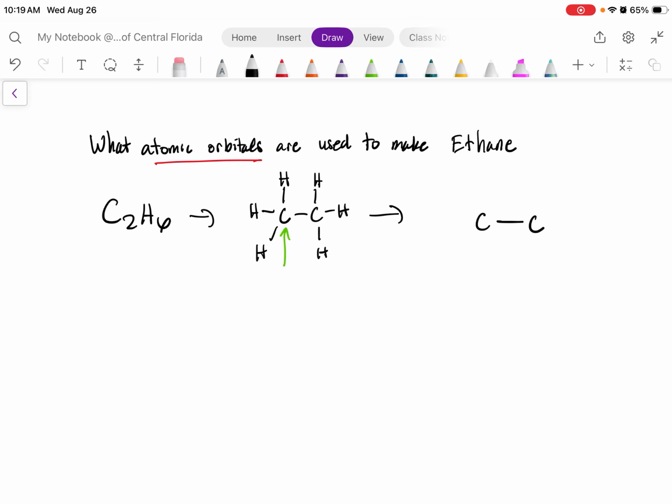And how could I represent that with zigzag structures? I could represent it with just a line, because that line represents this, right? And now we're back to where we started.